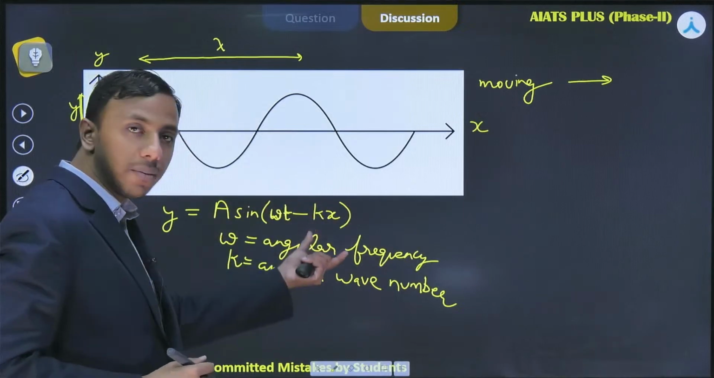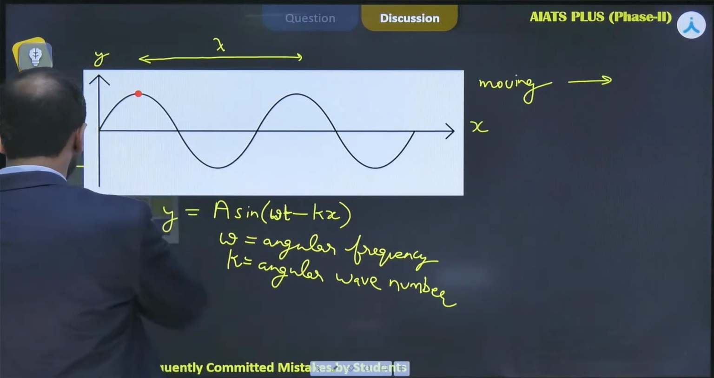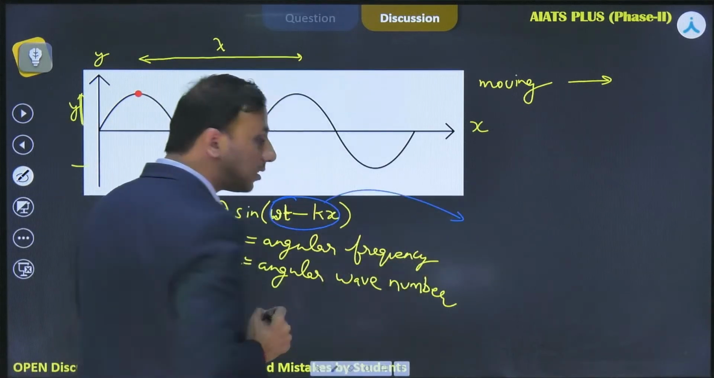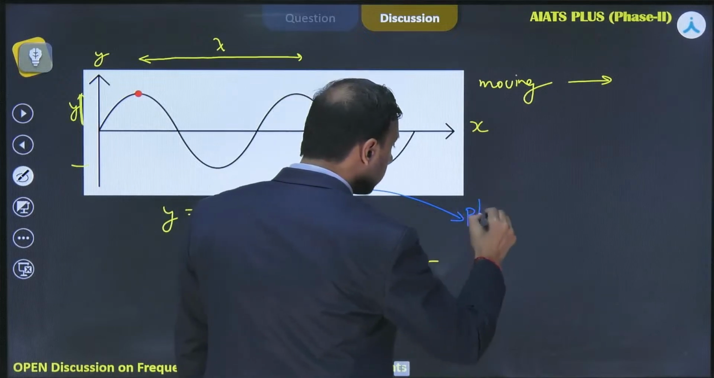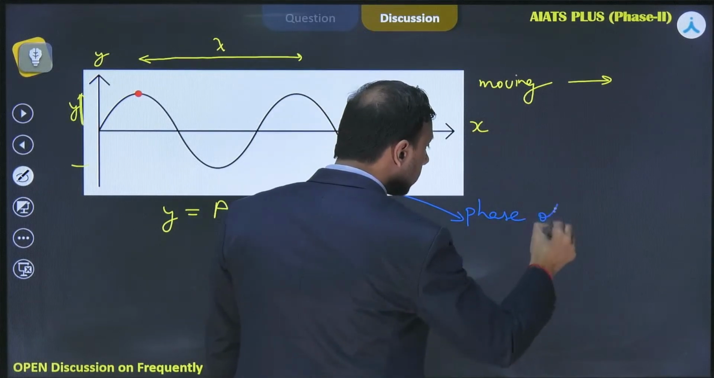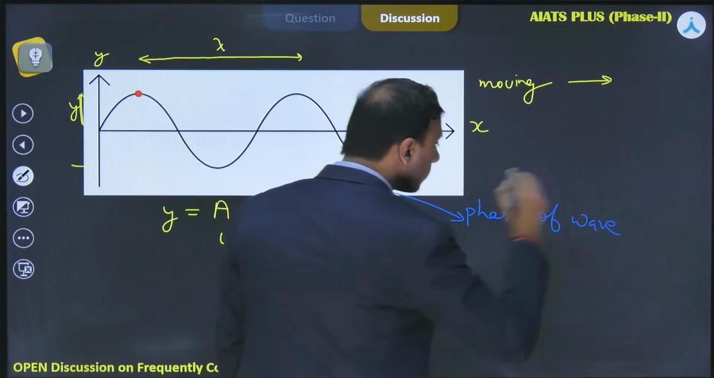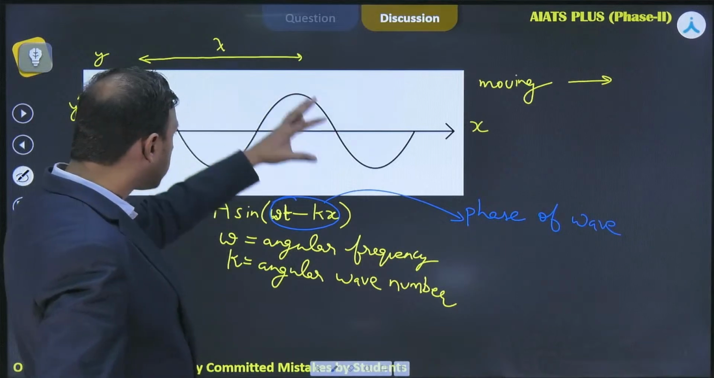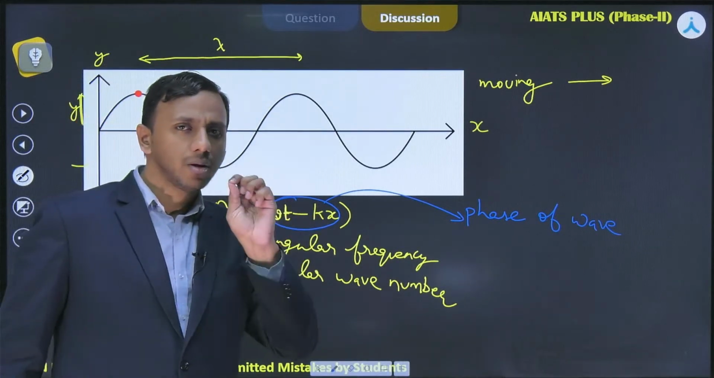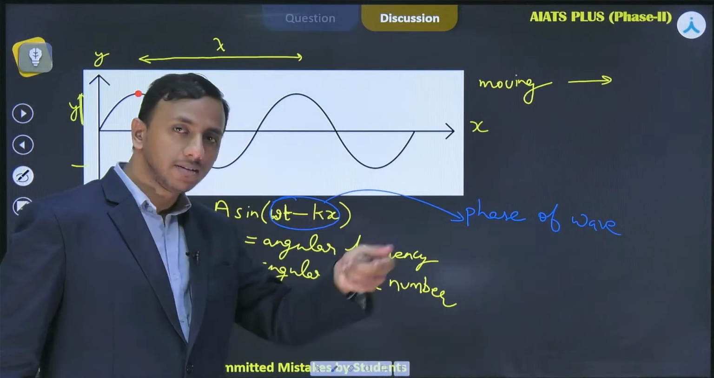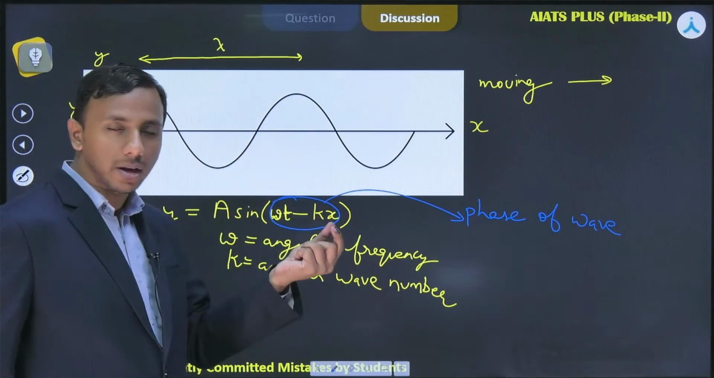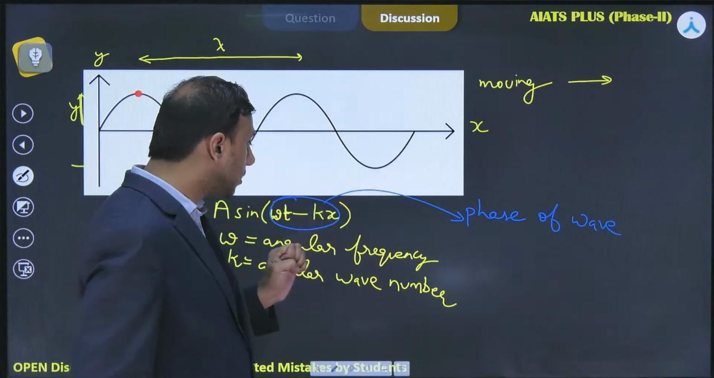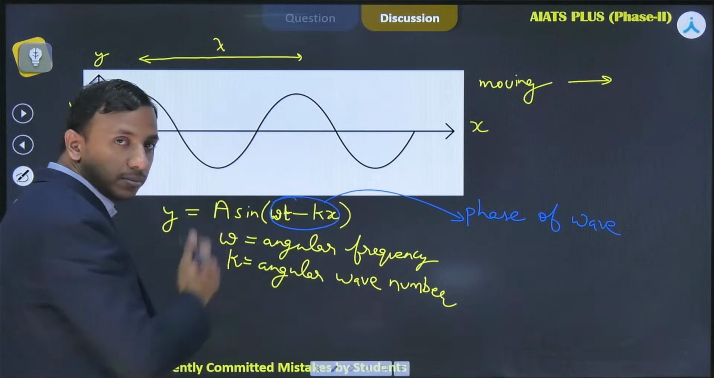And what is this term in total called? We can call it the phase of the wave. And as I said, this picture of the wave has been drawn at a particular time. If you change the time, let's say it is drawn at t equal to 0 seconds, after 1 second or 2 seconds, this wave will move. So it depends on both time and x.